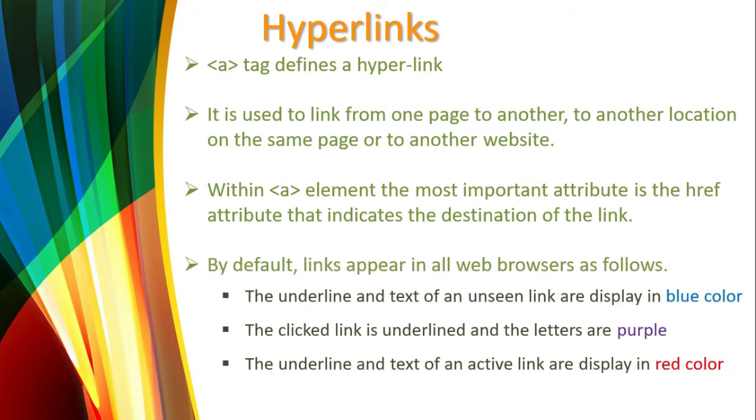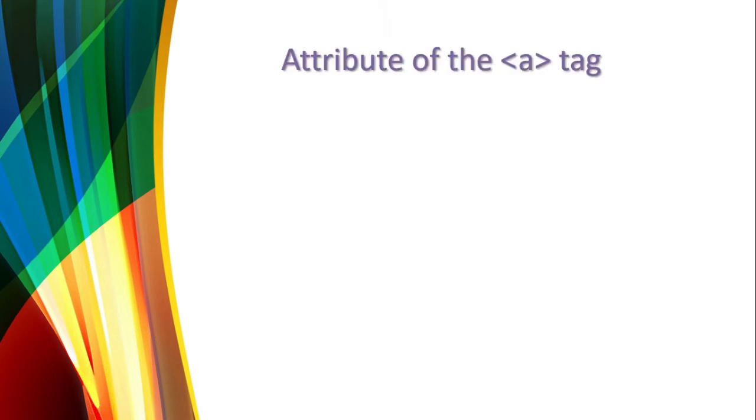By default, this link appears in all web browsers as follows. If we have an unseen link on the web page, it is displayed in blue color. When we click this unseen link, then it is displayed in purple color. After using a link, it is displayed in red color. That means they are active links. Let's see what attributes we can use in the anchor tag.